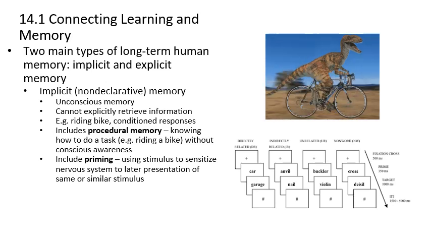So, for example, if all these words, garage, nail, violin, and diesel, were in the word list, the word car would prime someone to remember the word garage. Anvil would less strongly, but somewhat, prime someone to remember nail. However, unrelated words like buckler would not prime someone to remember violin, and cross would not prime someone to remember the word diesel. Okay, these are non-words, so there are non-words included in here.